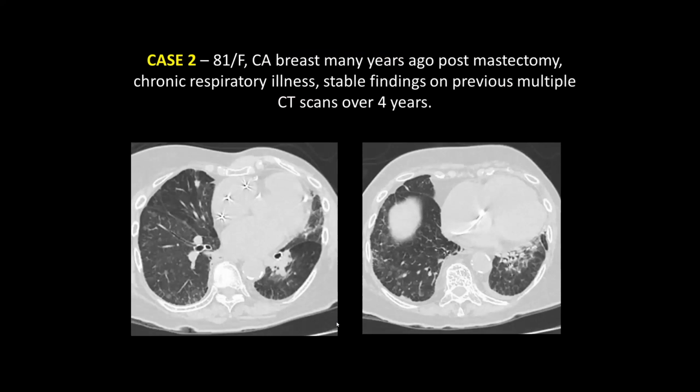The second case is an 81-year-old female who had a CA breast many years ago, which was treated with mastectomy. She has a chronic respiratory illness with occasional changes in saturation. And she has stable findings on multiple CT scans over 4 years. Forget the left lung changes. Just look at the right side lung and let me know what you think of.